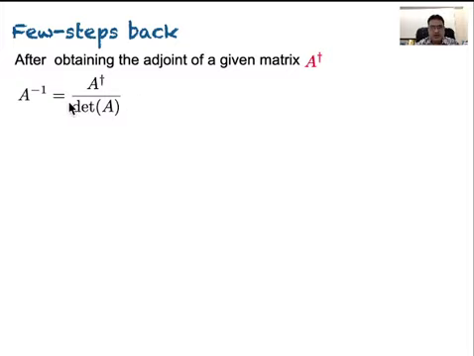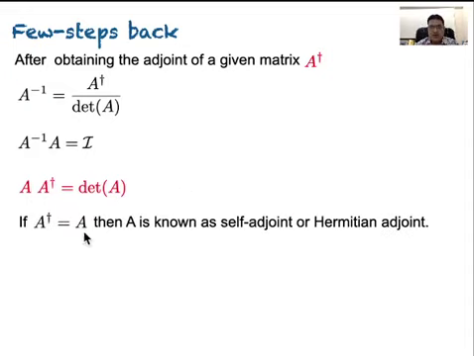So now I can rearrange the term, and then I can show that A inverse A is equal to the identity. This always holds. And from here it comes out that A dagger is equal to A inverse determinant of A. Okay. So now if A dagger is A, then A is known as a self-adjoint or Hermitian adjoint.